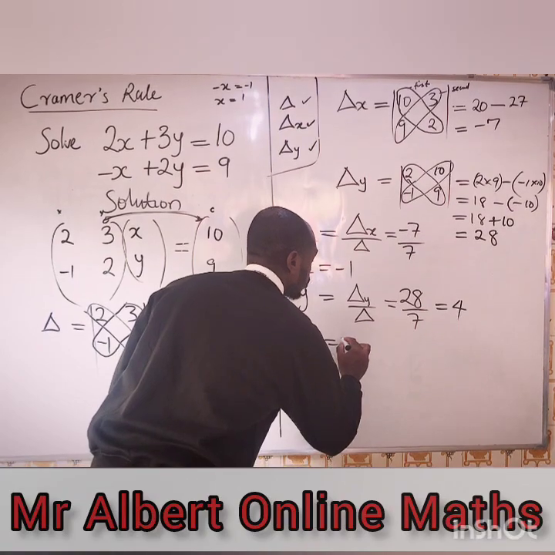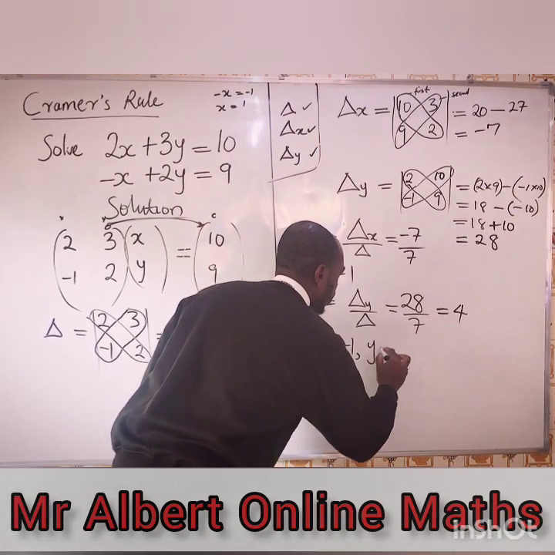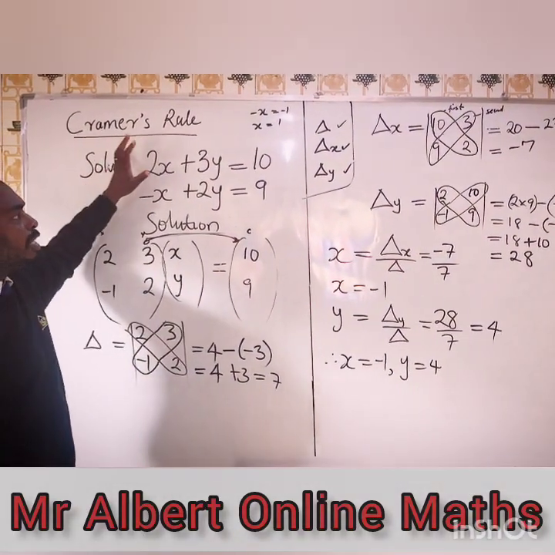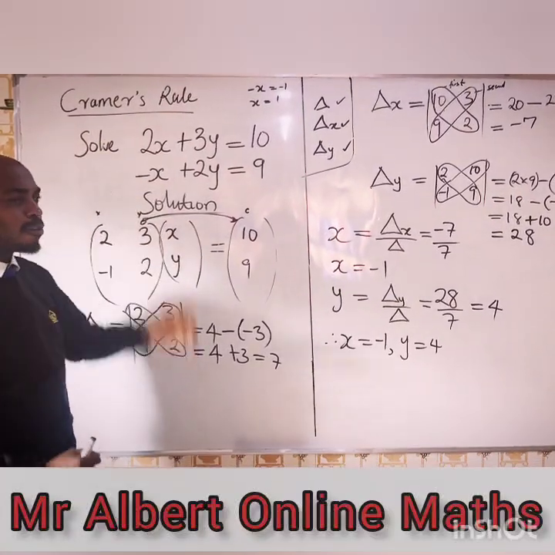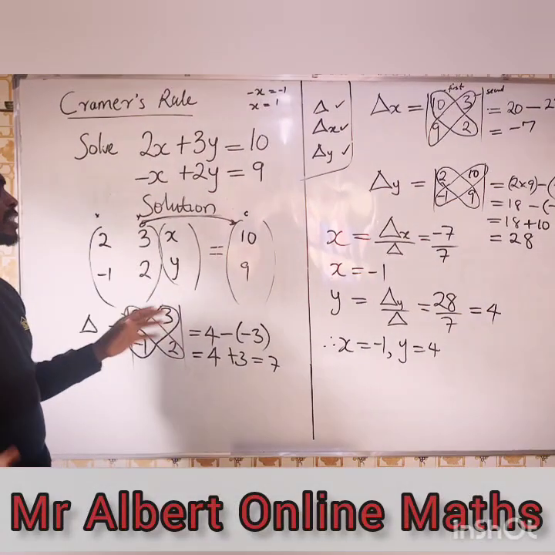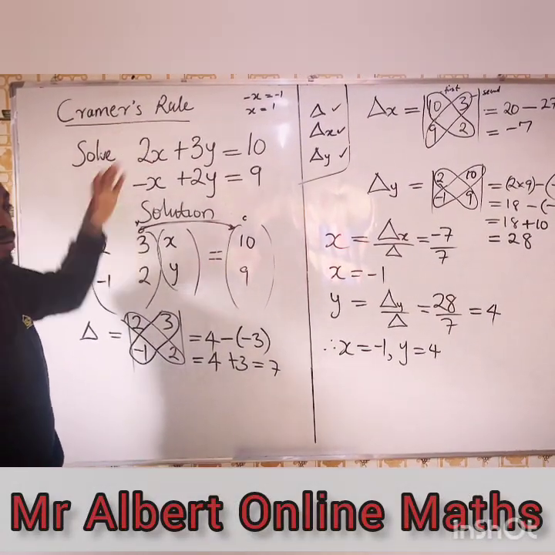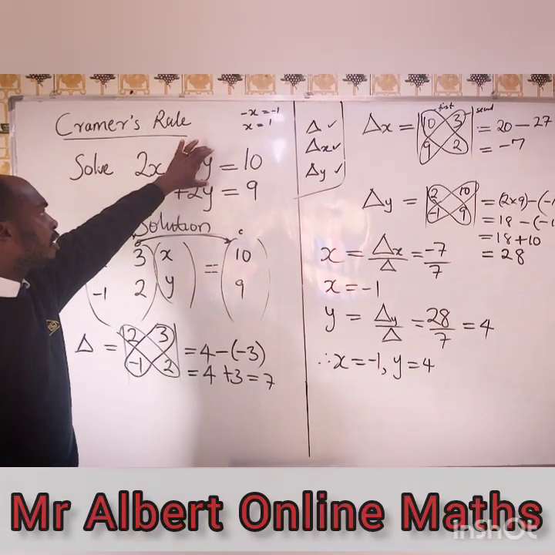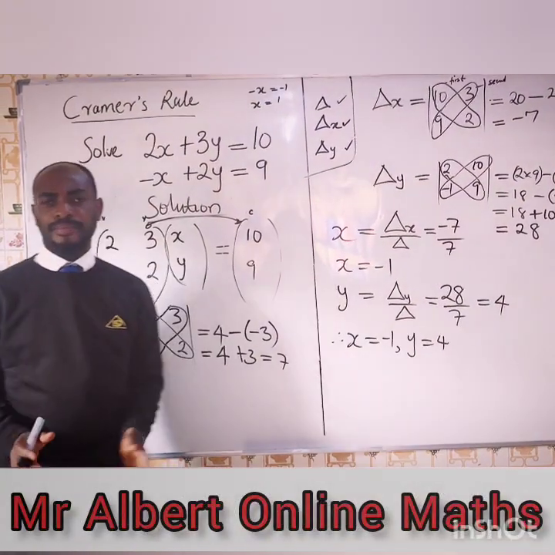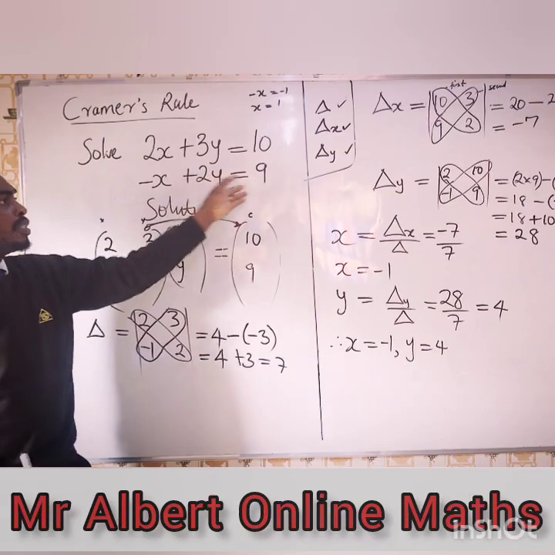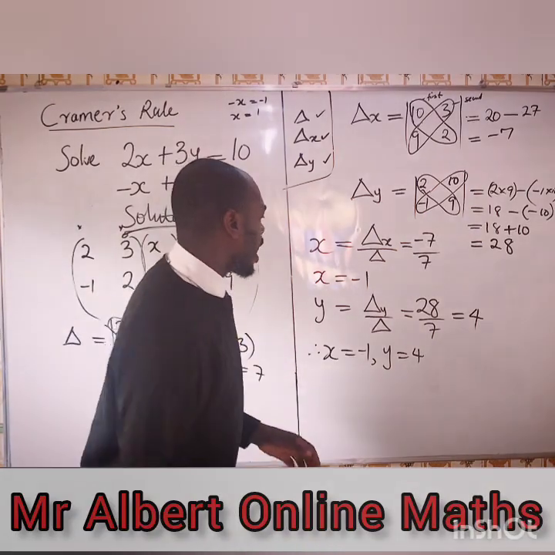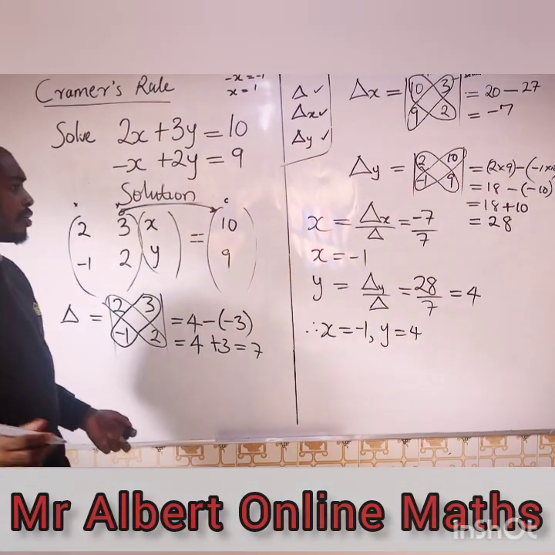Therefore, x equals negative 1 and y equals 4. Now to check if we have gotten it, we need to remember the question says we should solve. To solve means to find the value of the unknown that will make the equation true, that will balance the equation. That means that if you replace the values of x and y in equation 1, the left hand side and the right hand side should give you the same thing. The same thing with equation 2. If you input the values of x and y, both the left hand side and the right hand side should be equal. So at this point, let us check if what we've done is correct.